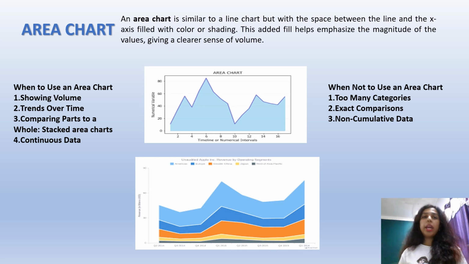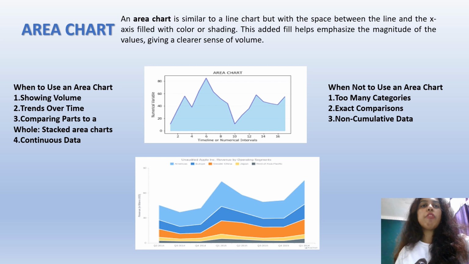If you have too many overlapping areas, the chart can become cluttered and hard to read. This makes it difficult to distinguish individual trends. When precise values or direct comparisons between categories are required, bar or line charts are more appropriate. The filled area can sometimes distort the perception of the actual value of each data point. Not suitable if the data does not represent cumulative totals. For example, showing individual data points without summing them would be better in a line chart.